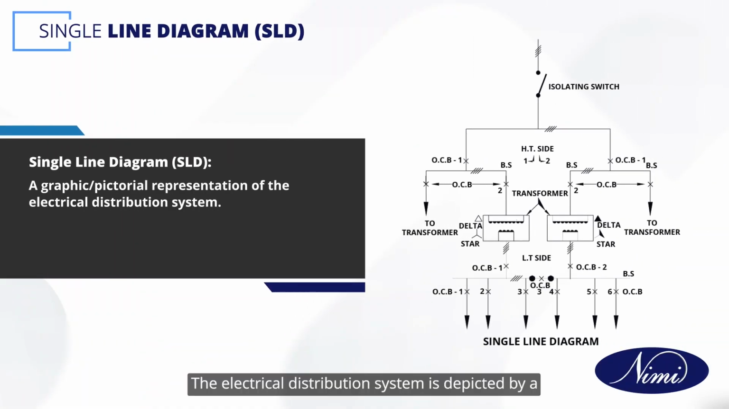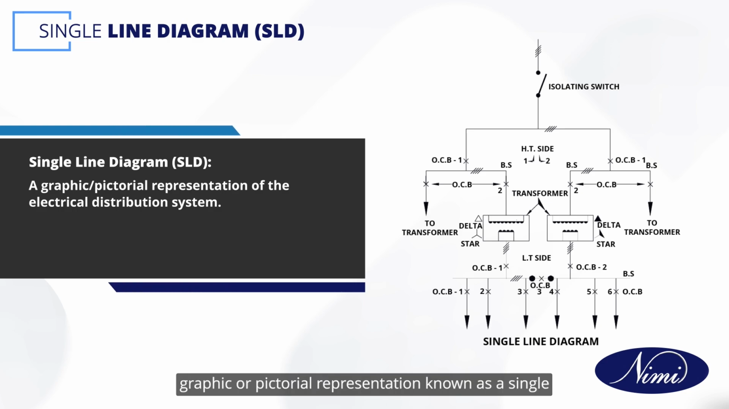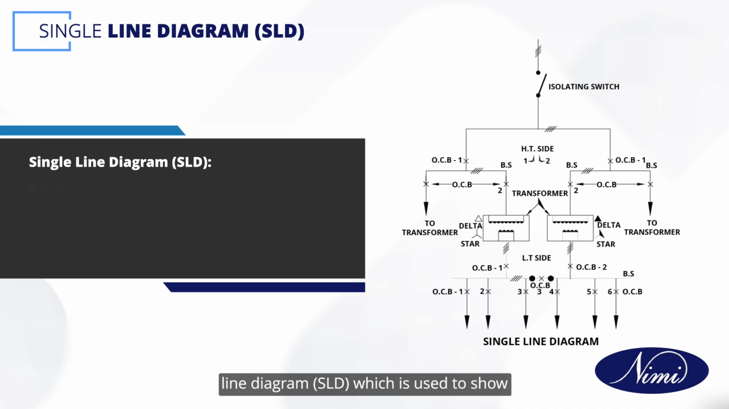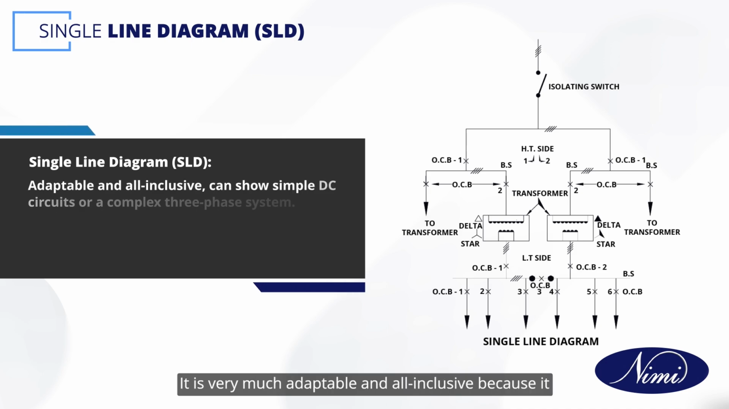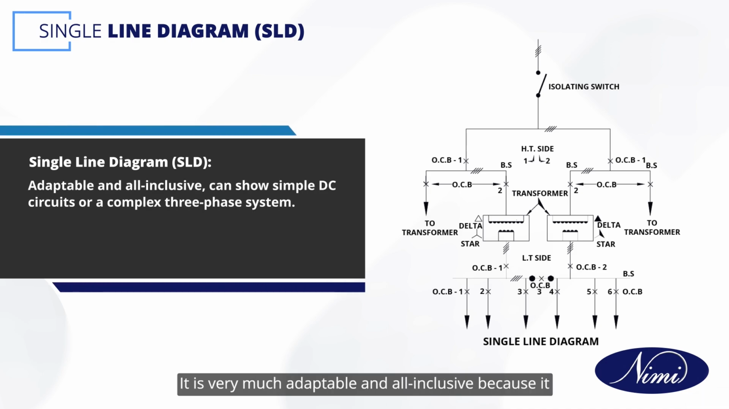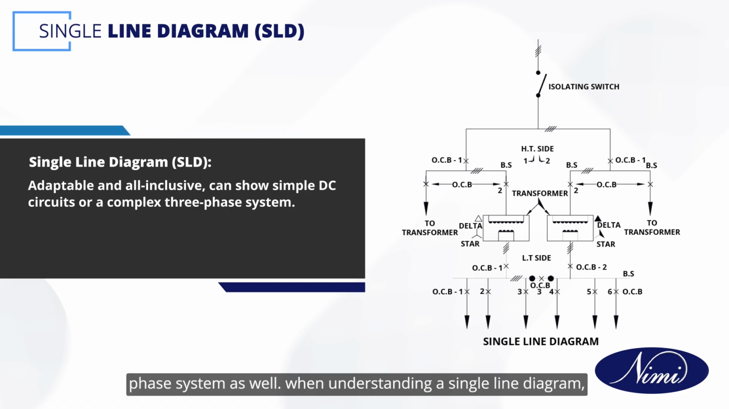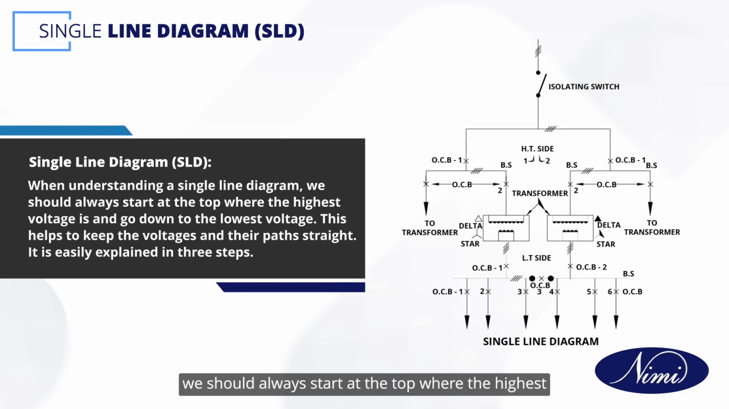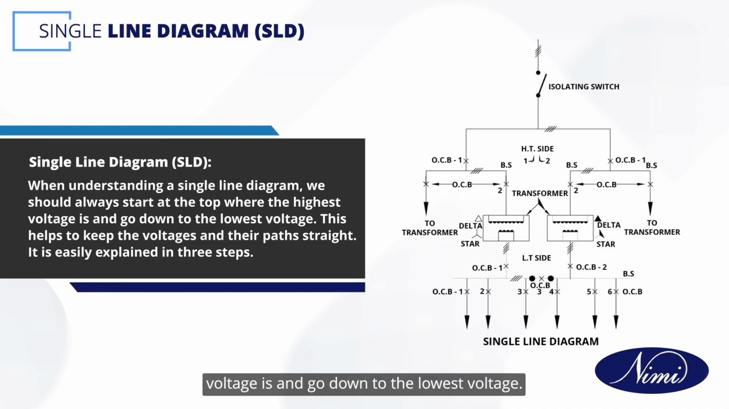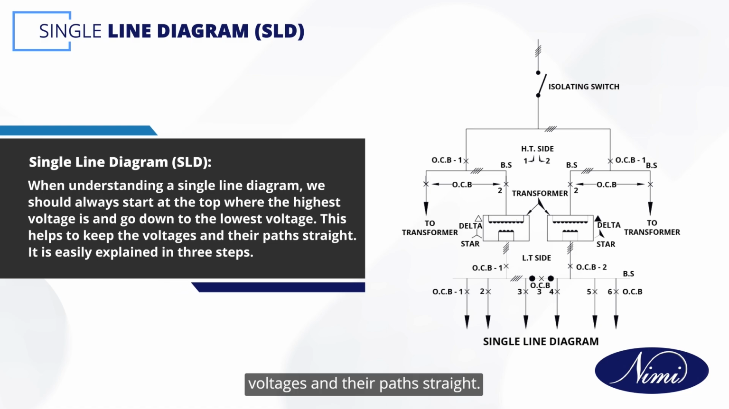The electrical distribution system is depicted by a graphic or pictorial representation known as a single line diagram (SLD), which is used to show the complete system or a portion of it. It is very much adaptable and all-inclusive because it can show even simple DC circuits or a complex three-phase system as well. When understanding a single line diagram, we should always start at the top where the highest voltage is and go down to the lowest voltage. This helps to keep the voltages and their paths straight. It is easily explained in 3 steps.